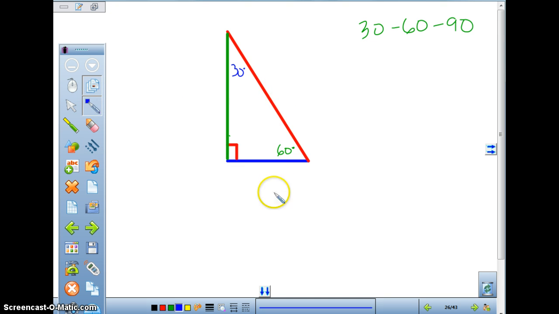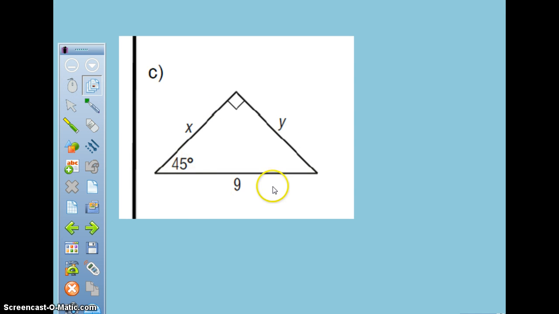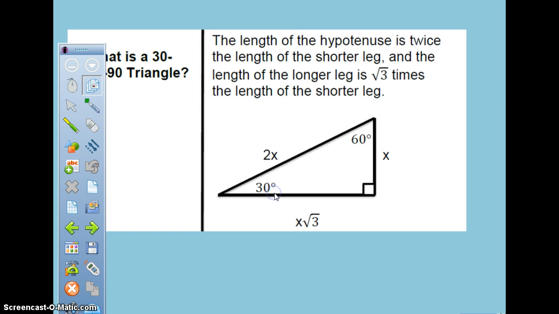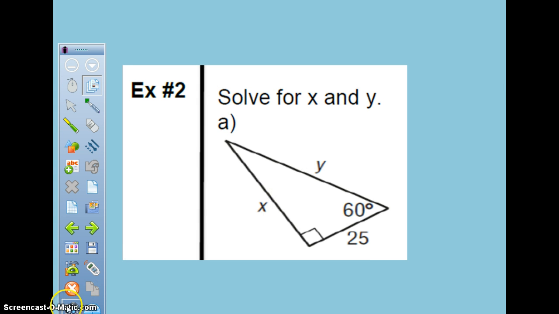Okay? And in this ratio, my smallest side, opposite my 30 degree, is my n. That's where I always start. My smallest side here is n. My biggest side is 2n. And my middle side is n root 3. So again, very similar. We will solve problems that look a lot like this.